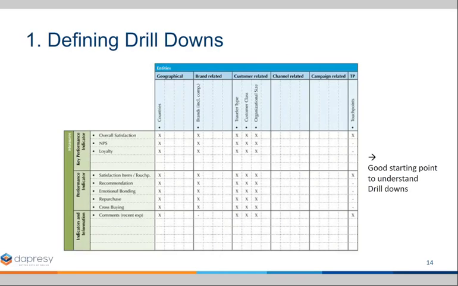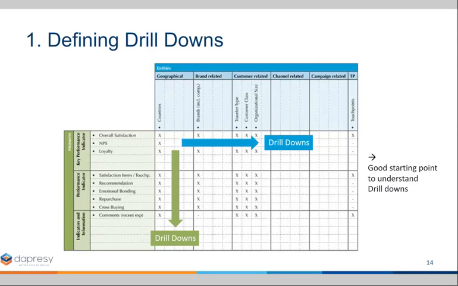Because normally you should go, of course, from the most relevant information to the more operational information. So meaning you might want to follow, of course, the drill down from overall satisfaction into satisfaction with items, into the comments regarding those items. Or you want to drill down from a country level into the brand level into the customer segment level. And this is why this table is quite helpful in the beginning to set up.